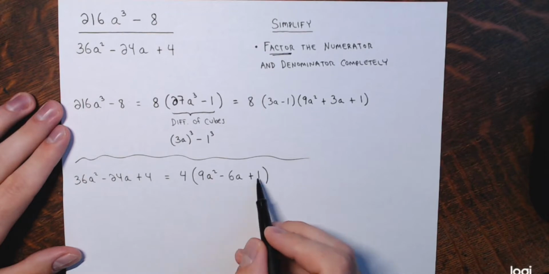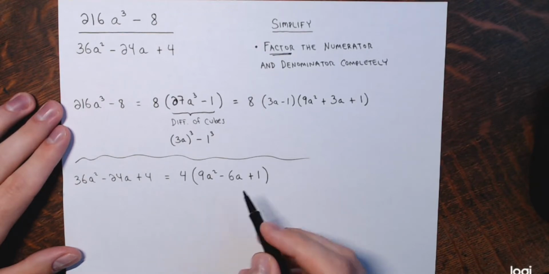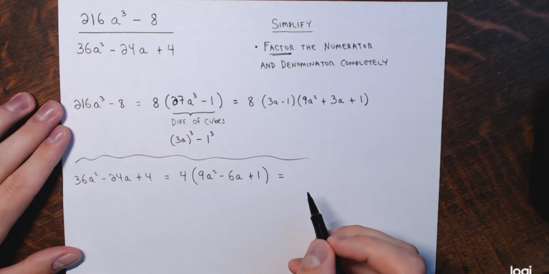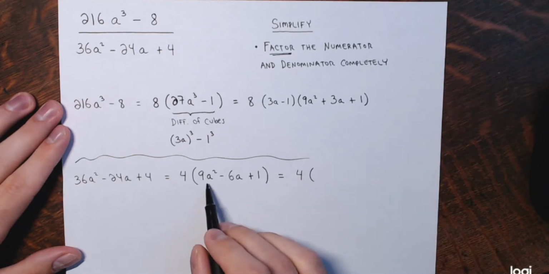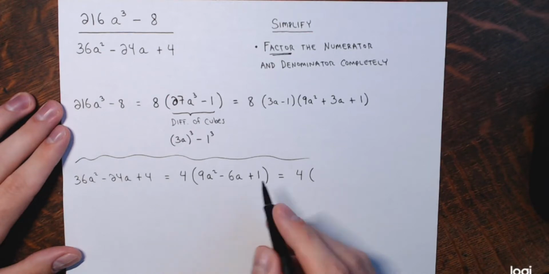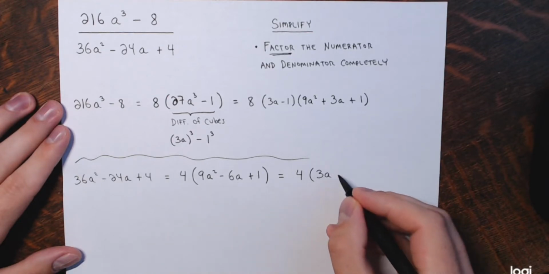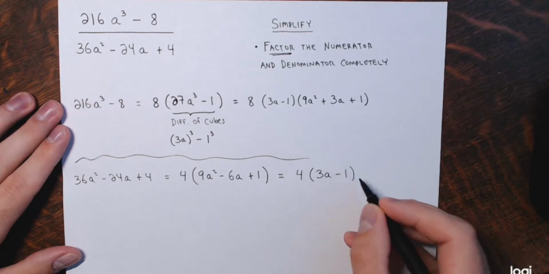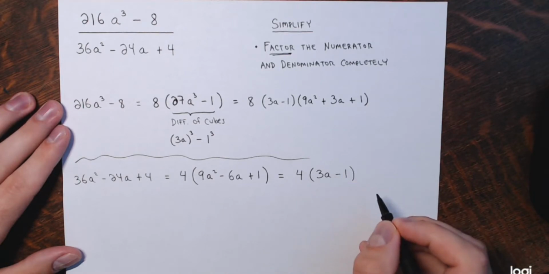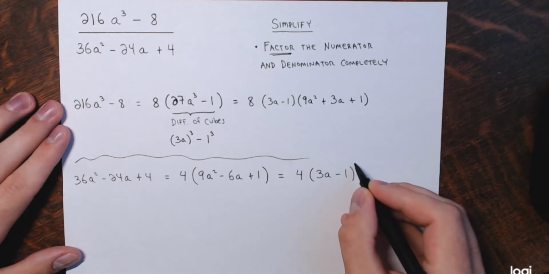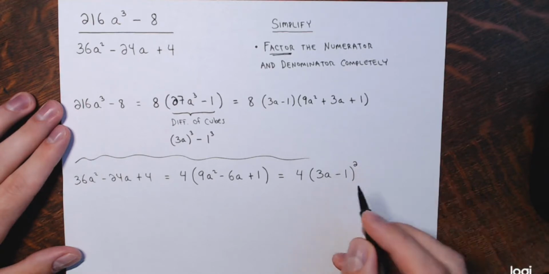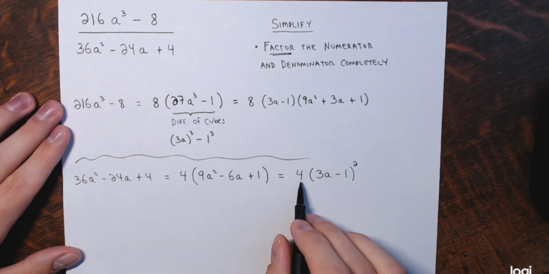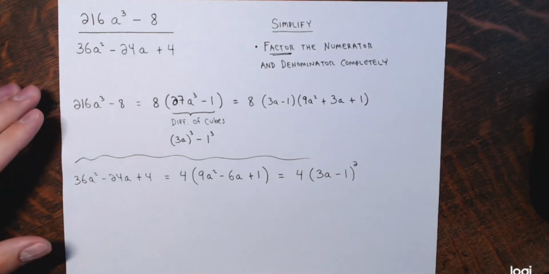And you can factor this with the AC method. Again, I'll leave it to you, but I'll just tell you what it ends up factoring to. This would be 4 times, and then 9a squared minus 6a plus 1 factors to 3a minus 1 times 3a minus 1 again. So you don't need to write the same factor twice. If you see multiple factors, the same factor over and over again, you just write exponents. So this factors to 4 times 3a minus 1 to the second.